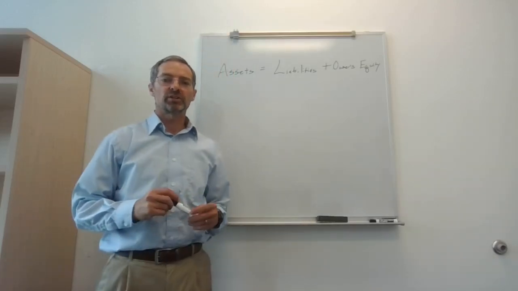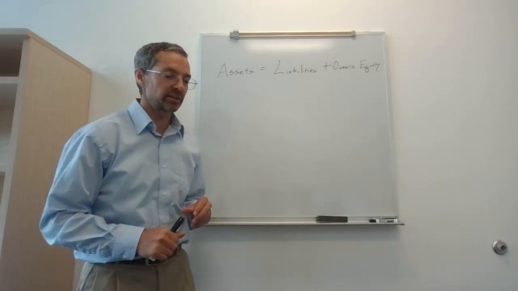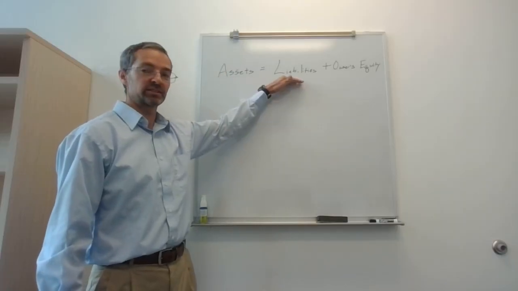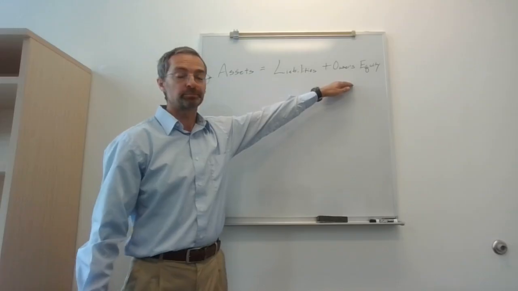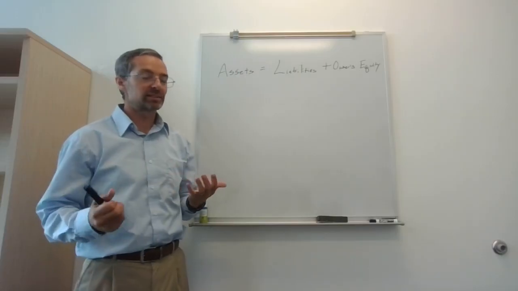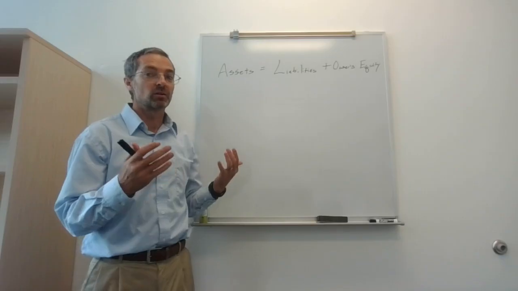The accounting equation underpins the entire system of accounting. Now, the accounting equation is assets equals liabilities plus owner's equity. Now, you'll find out that we need to make sure that this equation fits.